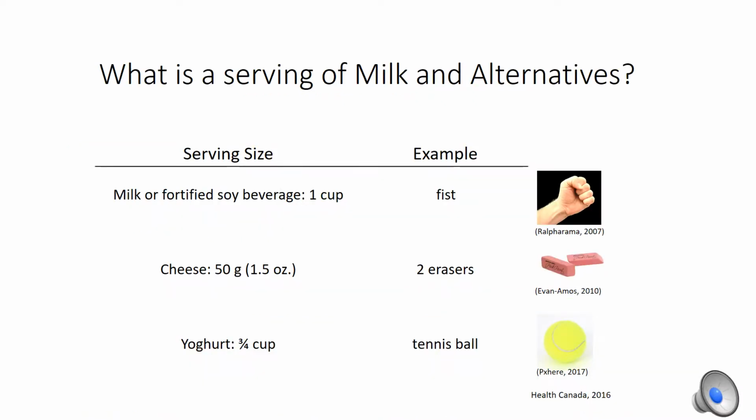What does a serving size of milk and alternatives look like? For milk or fortified soy beverages, it is about 1 cup or the size of your fist. For cheese, it is 50 grams or 1.5 ounces, the approximate size of 2 erasers. For yogurt, it is 3/4 of a cup or the size of a tennis ball.